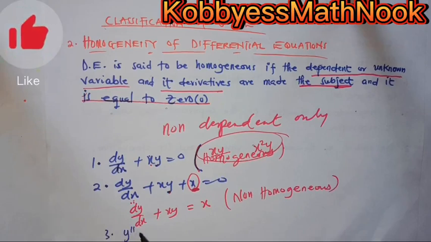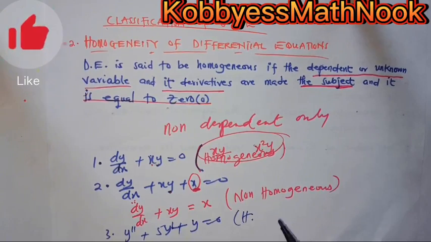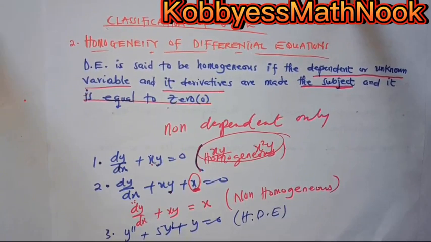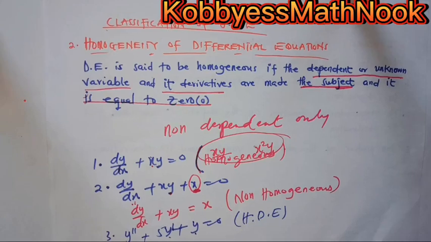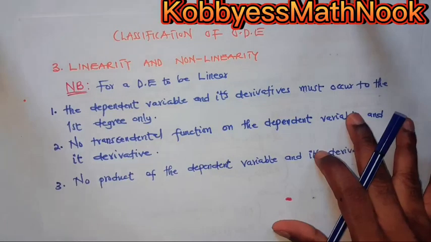y'' plus 5y' plus y equals 0, and this is a homogeneous differential equation. Why? Because these are the derivatives of the dependent variable and the dependent variable itself, and there's no other independent variable in there, so it makes it homogeneous. I hope it's clear. So that is the basic concept about the homogeneity of a differential equation. Always take note that there shouldn't be any independent variable after the dependent variable and its derivatives have been grouped. That's very important.